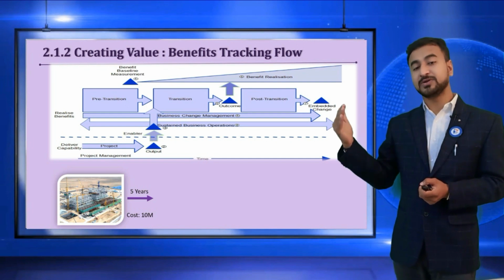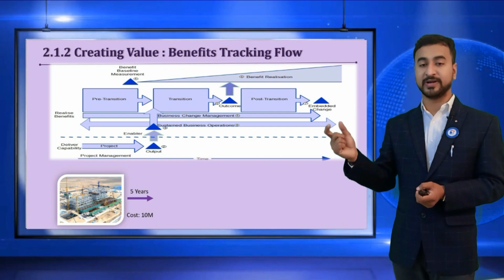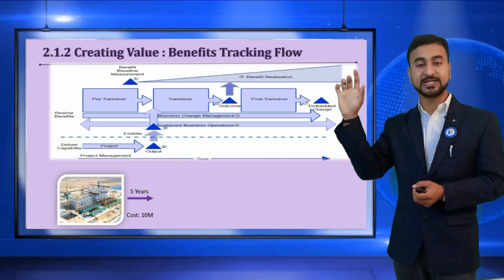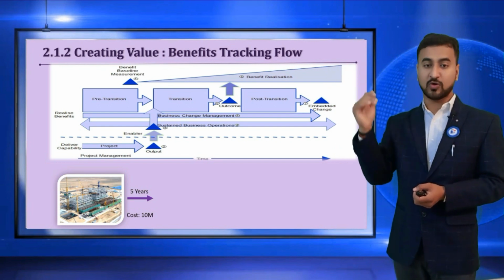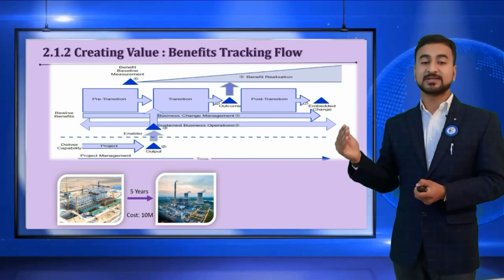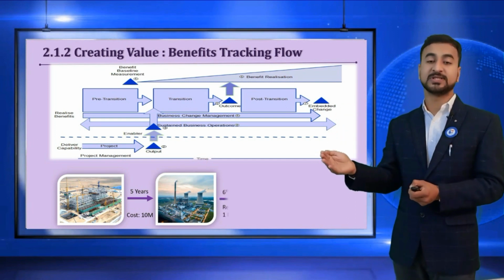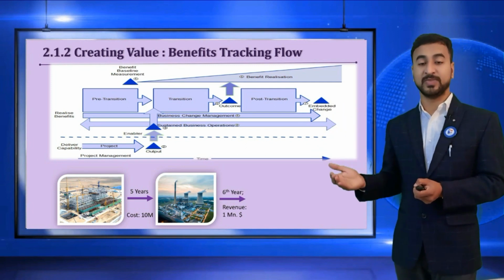After you complete the project execution, during the 5 years, your revenue to the organization is zero, right? So it's showing a shrinkage over here. There is no revenue on the top. After the 5 years, once you complete your project and hand it over to the operation team, in the 6th year, you get a revenue of 1 million.